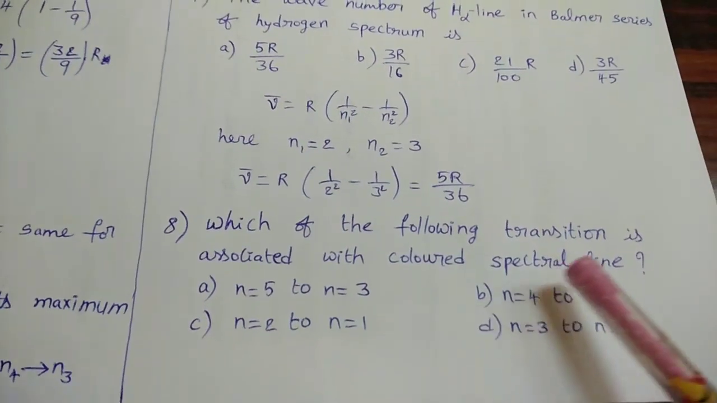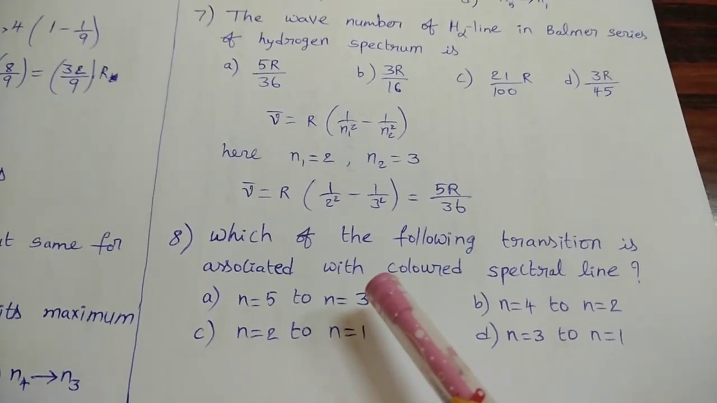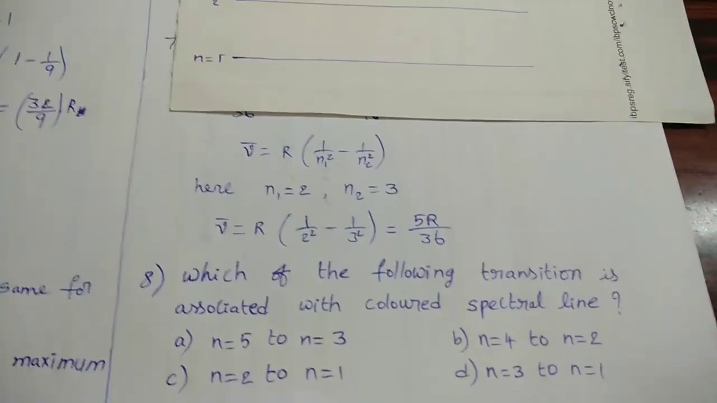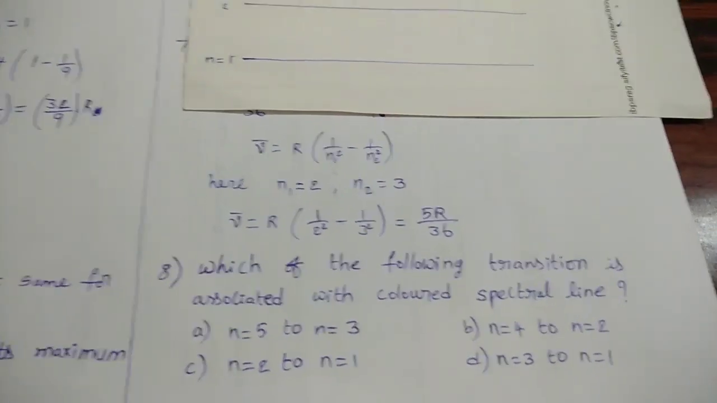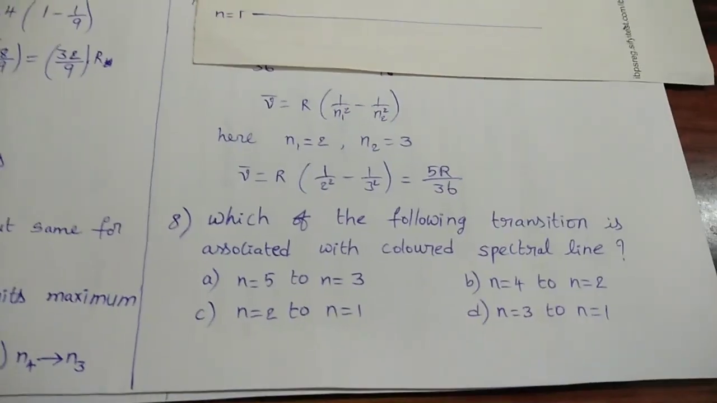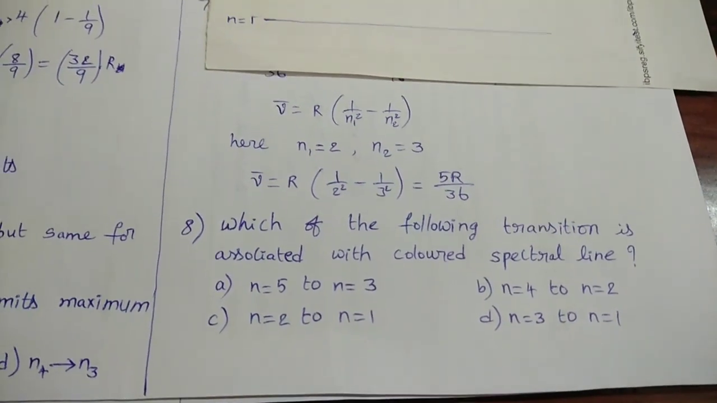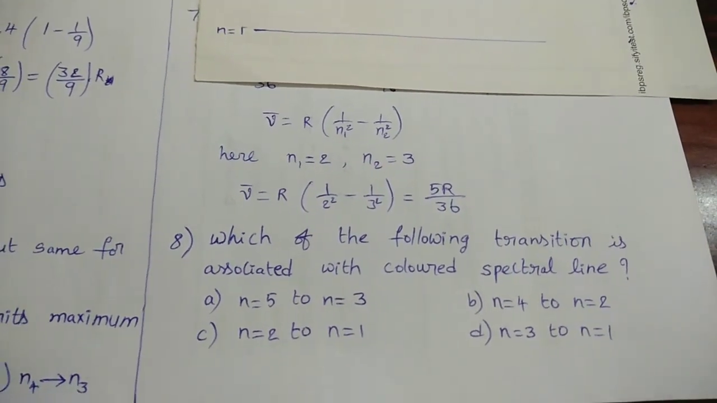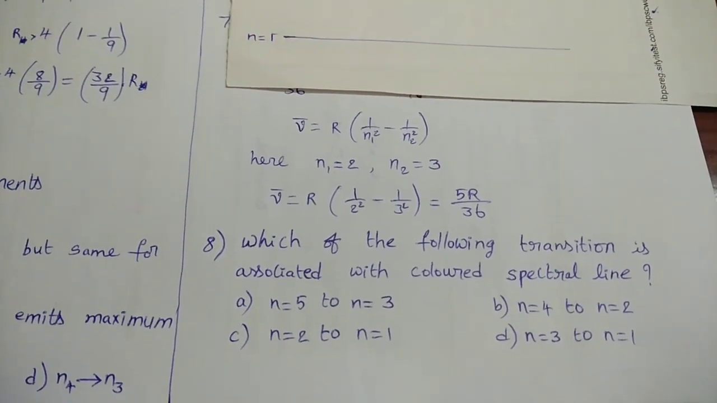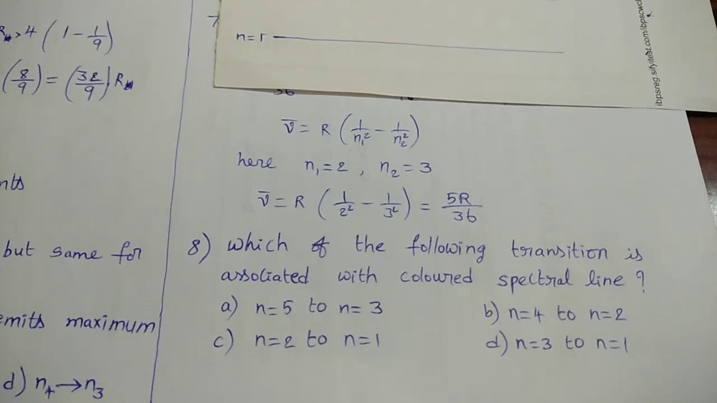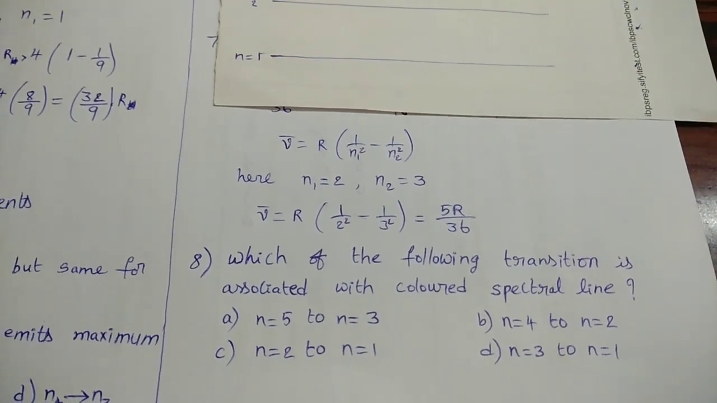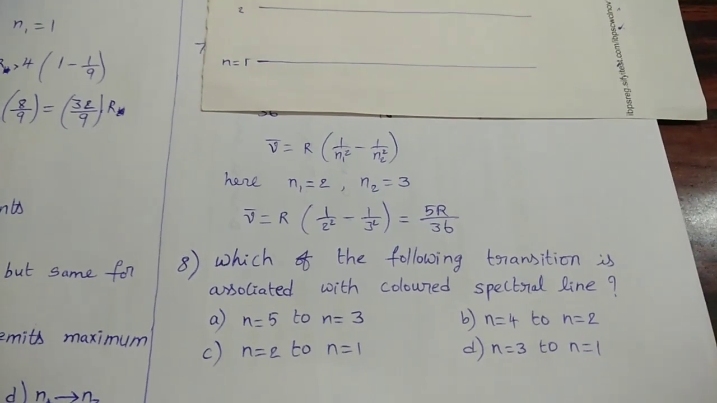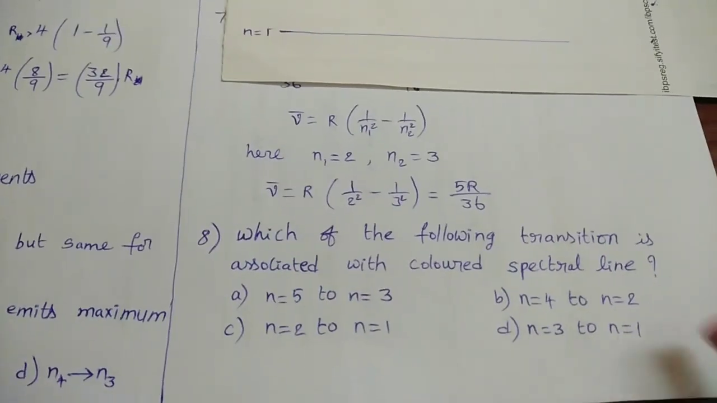See the next one. Which of the following transitions is associated with a colored spectral line? In the hydrogen spectrum we can observe spectral lines in different regions: UV, IR, visible. In this way, 3 regions. Only in the visible region can we observe colors. In the UV region and IR region we cannot observe any colors. So the electron transition takes place into the visible region. That transition may have a colored spectral line. So what is the possibility?